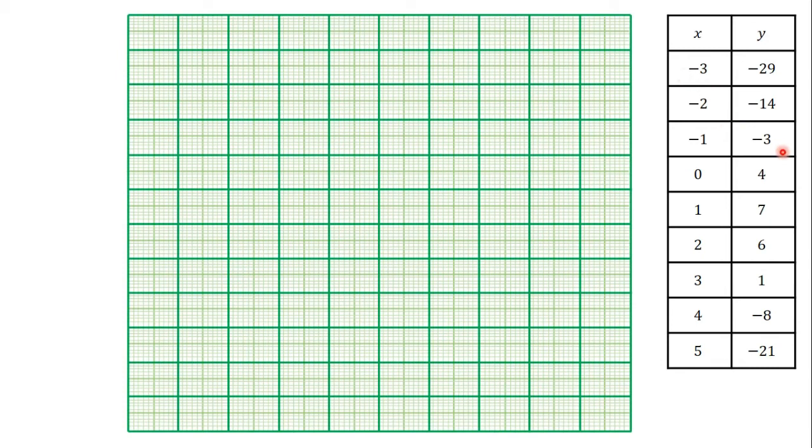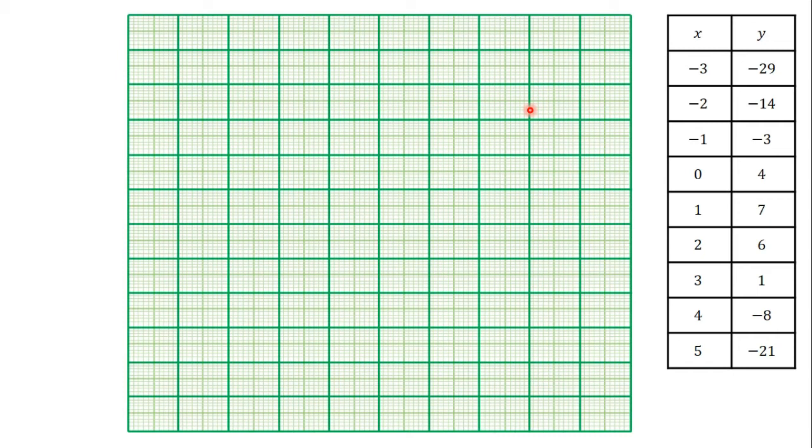Let's come to the y-axis. The smallest value of y we have on this table is -29. And the biggest value of y we have on this table is 7. Looking at these values, I'm going to choose a scale of 2 centimeters to 5 units on the y-axis. So on the x-axis, I'll choose a scale of 2 centimeters to 1 unit, and on the y-axis, a scale of 2 centimeters to 5 units.